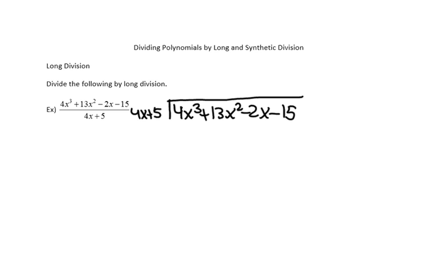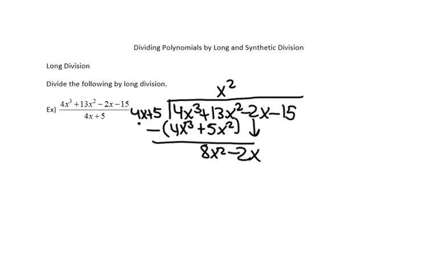Now, I want to ask myself, what do I multiply this term by to get this particular term here? Well, that's x squared. So x squared times 4x is 4x cubed, and x squared times 5 is 5x squared. Subtract. So 13x squared minus 5x squared is 8x squared. Bring down my next term, that's negative 2x.